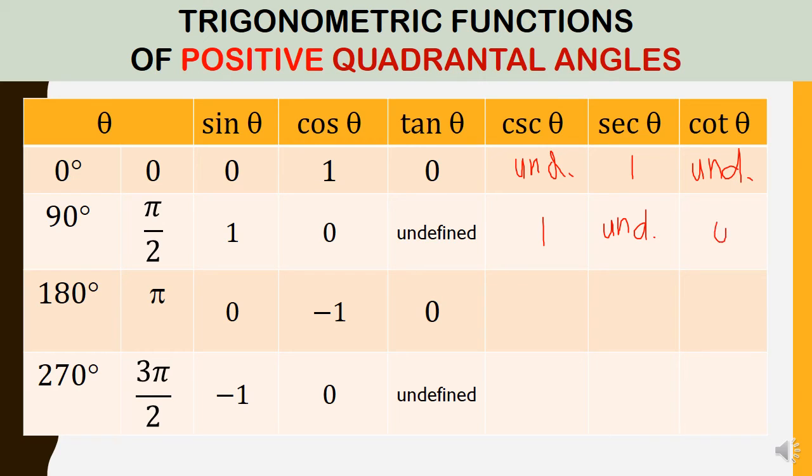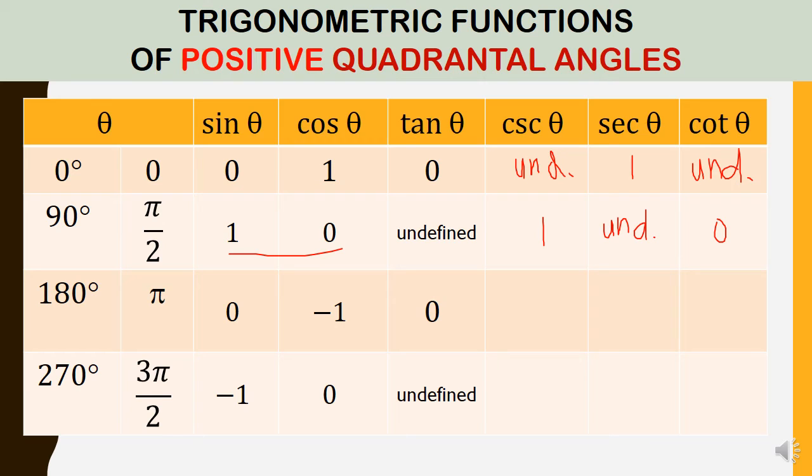It will be hard to compute cotangent in terms of tangent kasi naka-undefined siya. Wala naman tayong 1 over undefined. Okay? But we can identify cotangent as cosine over sine, so we can actually make use of this value, 0 over 1. Okay? Now, let's go to cosecant theta of 180 degrees.